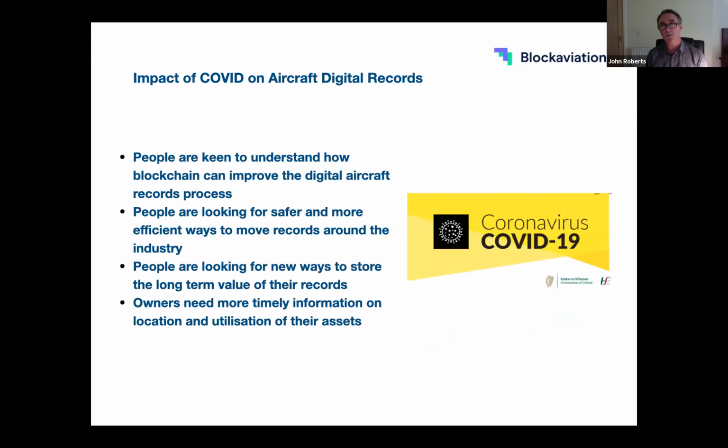So just to answer Alan's question about the impact of COVID, I think obviously it's created a massive imperative, and people are looking at new ways of doing things currently. So what we're seeing is that people are really keen to understand how blockchain can improve the digital aircraft records process, so that we can lock in long-term value. People are looking for safer and more efficient ways to move records around the industry, and I guess this speaks to the Spec 2500 developments. People are looking for new ways to store long-term value of the records, to remove that replication and duplication that we know is there and is a big problem.